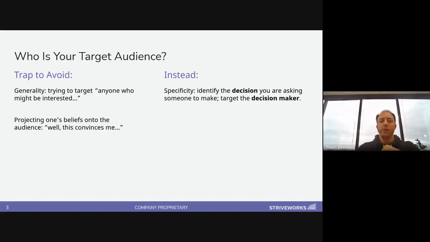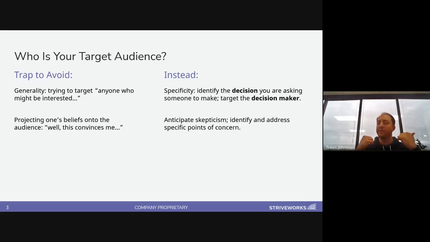Okay. Another trap to avoid is to assume that your audience is like you. Things that convince you will not necessarily convince your audience. Things that are clear to you, or language that you may use that's clear to you, may not be clear to your audience. So you really have to think about who you're talking to.